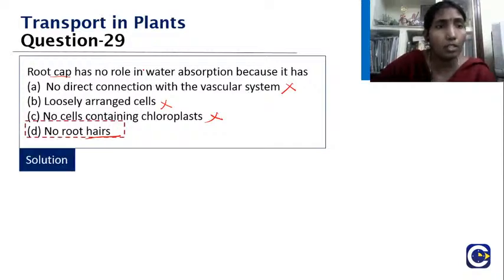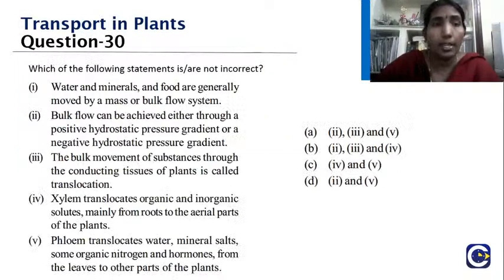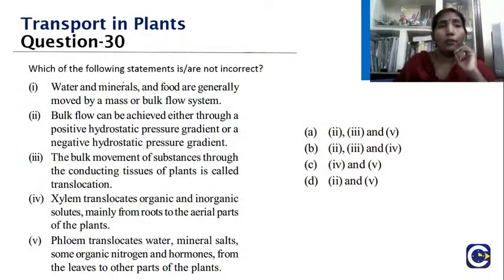So what should be your answer? No root hairs. So that should be your option. The answer is that there are no root hairs in the root cap, so it has no role in water absorption. Okay students, the next, coming to the last question, you are going to find out which of the following statements are not incorrect. Not incorrect means what? Some statements are going to be true.